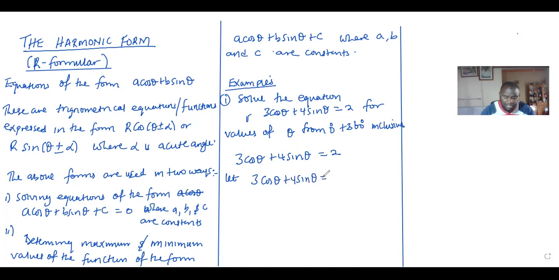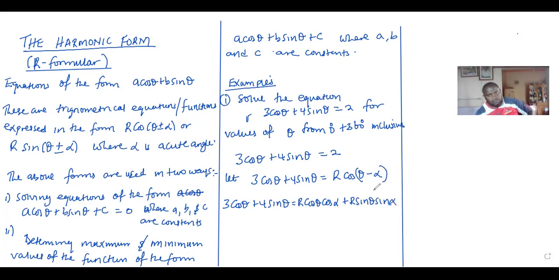4 sine of theta be equivalent to maybe r cosine of theta minus alpha. You can use any you want, as long as you're predicting what the sign in the middle is. If the sign is positive and you're using cos, it should be a negative. If the sign is negative and you want to use cos, it will be r cos of theta plus alpha. So that when you expand using compound angles, the sign changes back to what you have this side. So we shall have 3 cos theta plus 4 sine theta is equal to r cos of theta cos of alpha plus r sine of theta sine of alpha. Okay, so when you do that expansion, that is how it comes about.